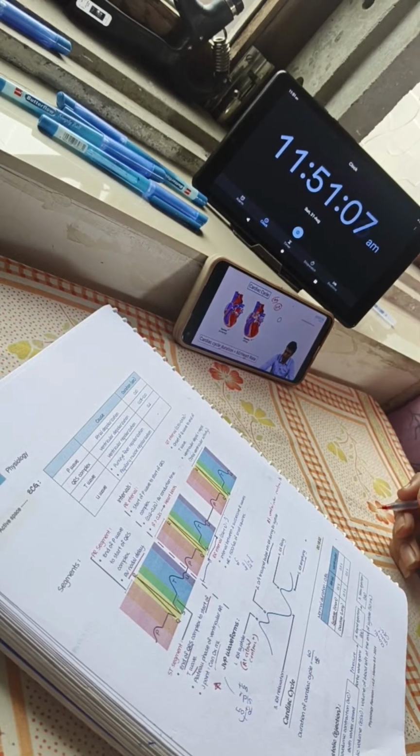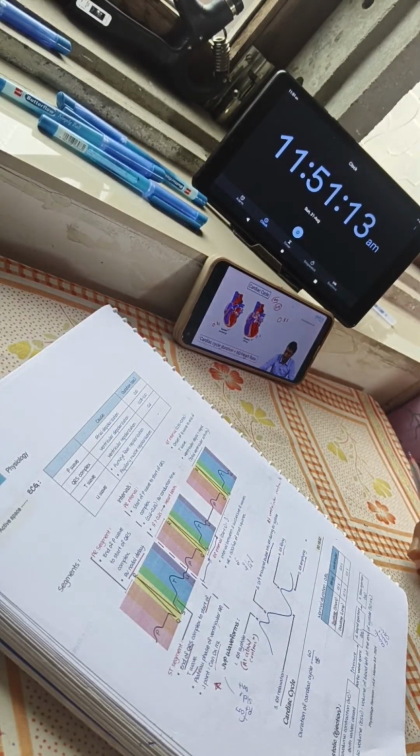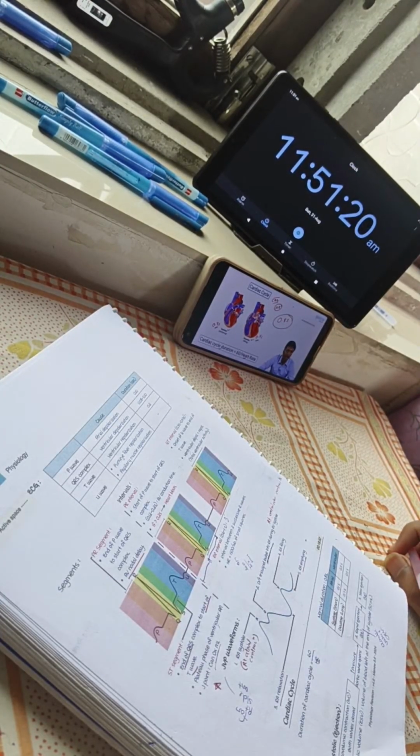The normal duration of cardiac cycle is 0.8 seconds, out of which systole is 0.3 seconds. Diastole is longer, 0.5 seconds. Now, let's understand first the cardiac systole.